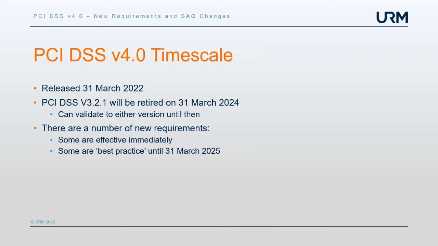After March 2024, you'll then have to validate to the new version 4. Some of the new requirements that are in, especially the ones we're going to talk about today, are only best practice until March 2025. There are also some new requirements that are actually effective immediately, and we'll point them out as we go along. But a lot of the new requirements we're going to talk about today are only best practice. That doesn't mean you should wait until March 2025 to actually implement them. You want to implement them as soon as you can, but it does mean you've got time to solve the problems and sort out the issues with implementing the new requirements.